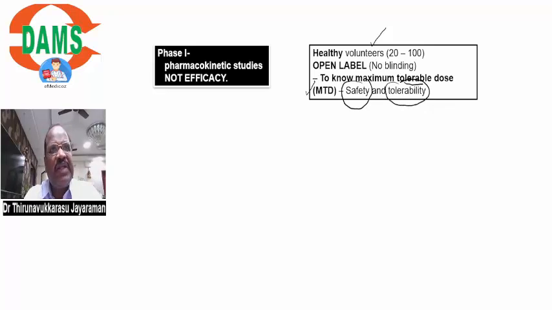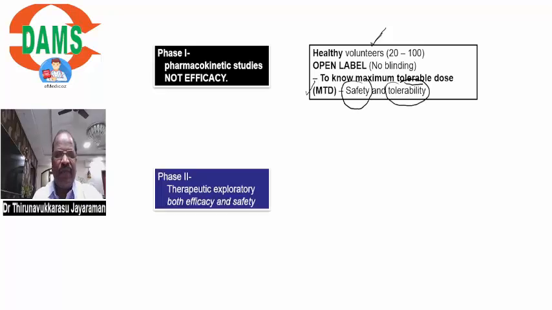Here we don't check for efficacy. So the participant is a healthy volunteer, say 20 to 100. 25 people is more than enough. And then phase 2 trial is a therapeutic exploration.